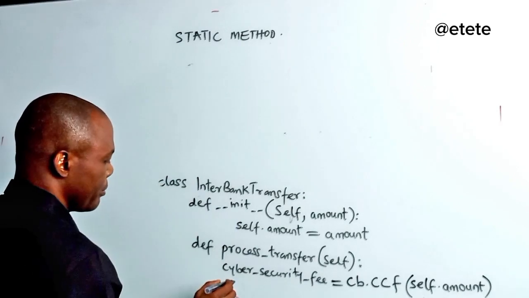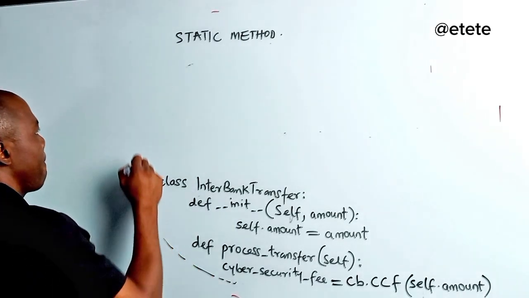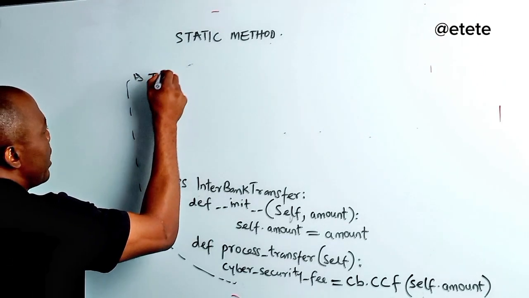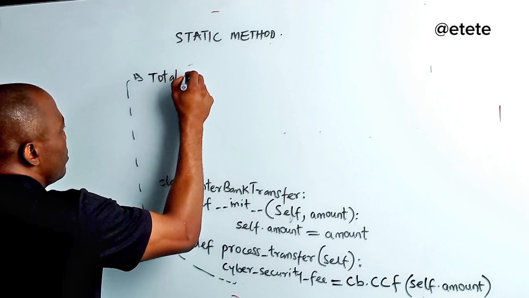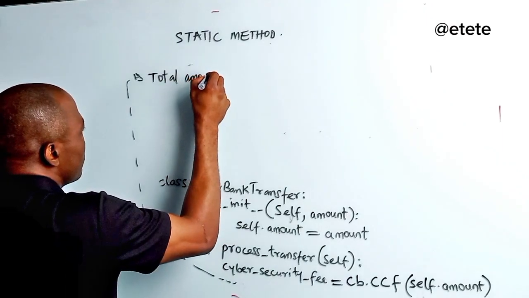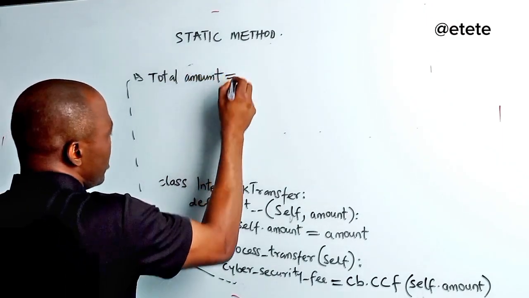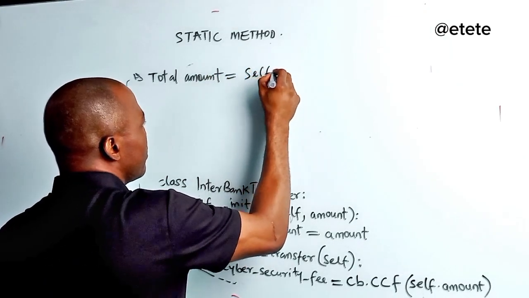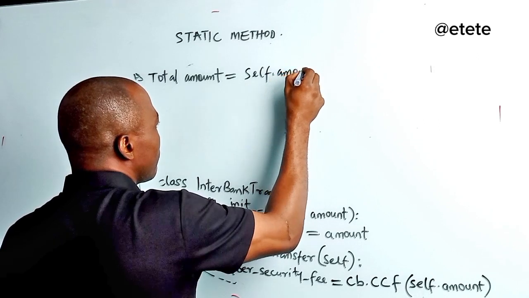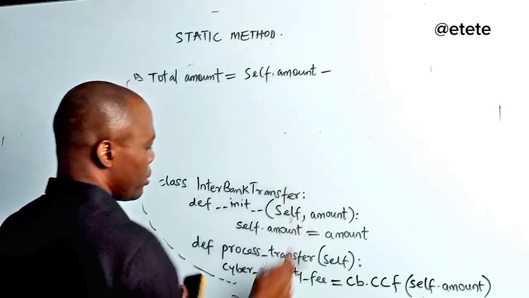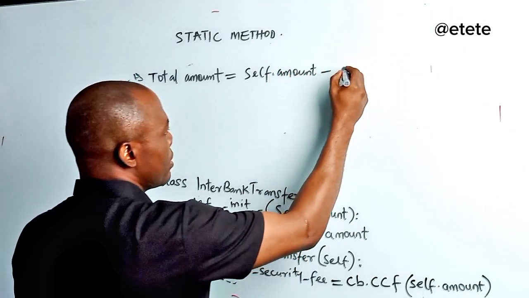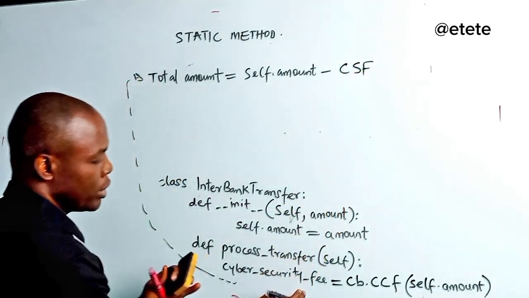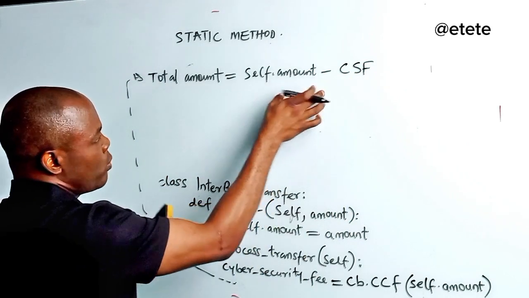So let me just do that. So from here, right? I'm going to write total amount, right? Equals to what? self.amount minus cyber security fee. Cyber security fee, right? Which is this, the value. That is what is here.